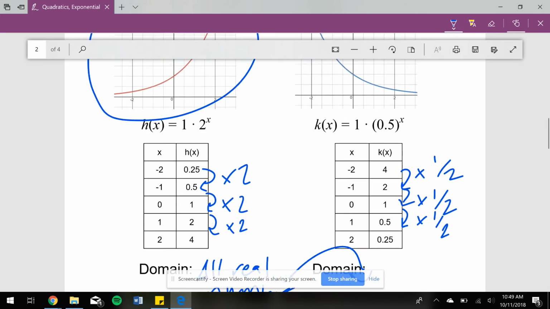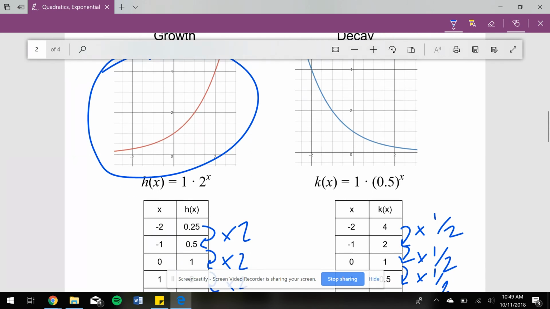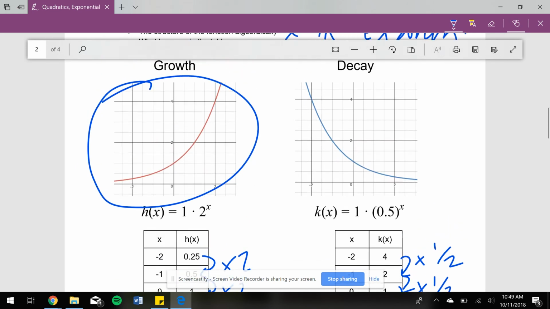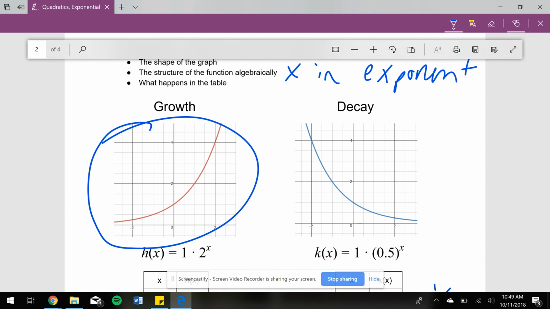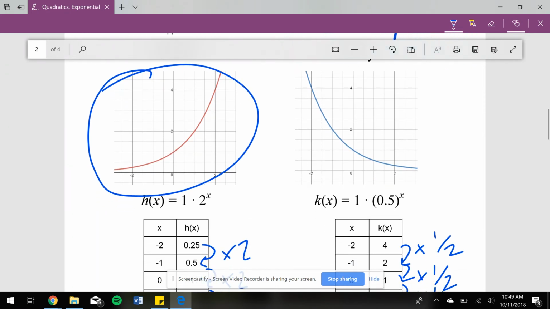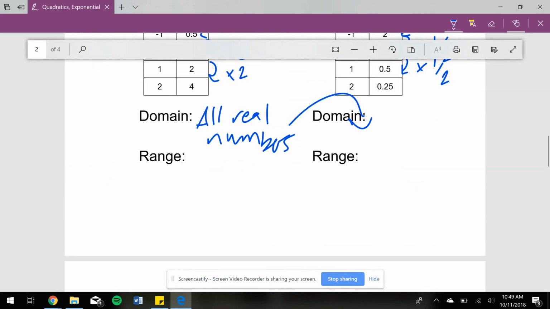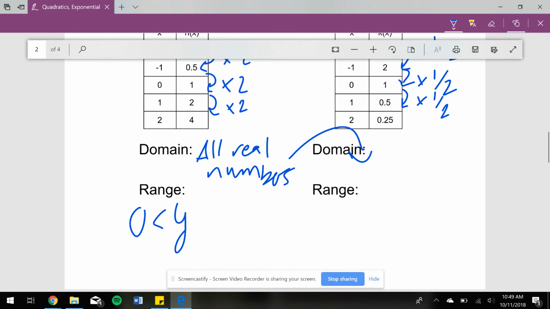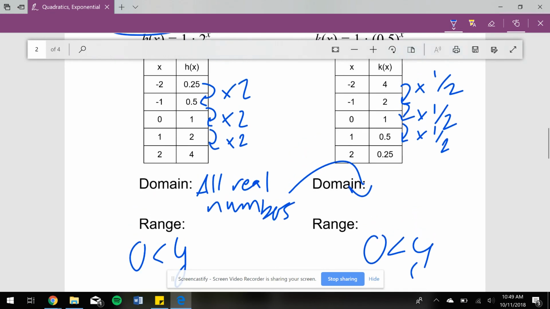And then last but not least is the range. If we were to plug this into our graphing calculators, we would see that my y values, they get closer and closer and closer to 0 without ever touching it. So y is always greater than 0. And the same thing over here. 0 is less than y.